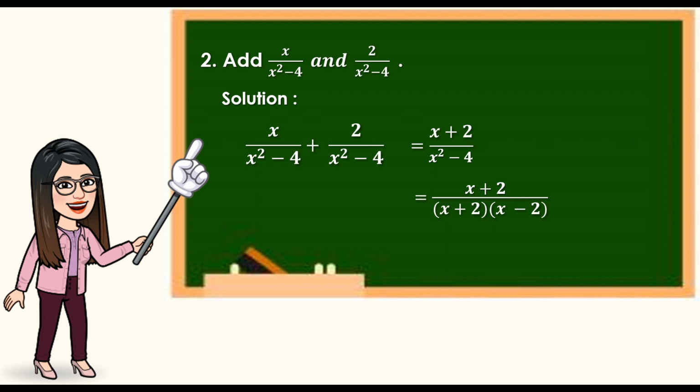And as you can see, we can simplify the expression by canceling x plus 2 in the numerator and x plus 2 in the denominator. So what's left in the numerator is just 1, and then in the denominator is x minus 2. So our final answer is 1 all over x minus 2.